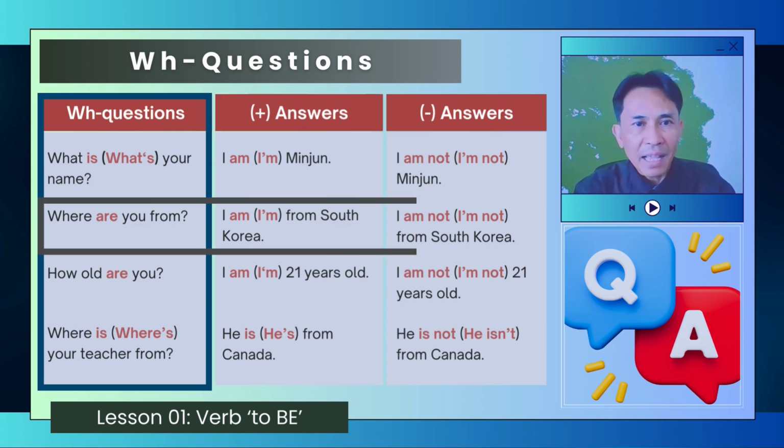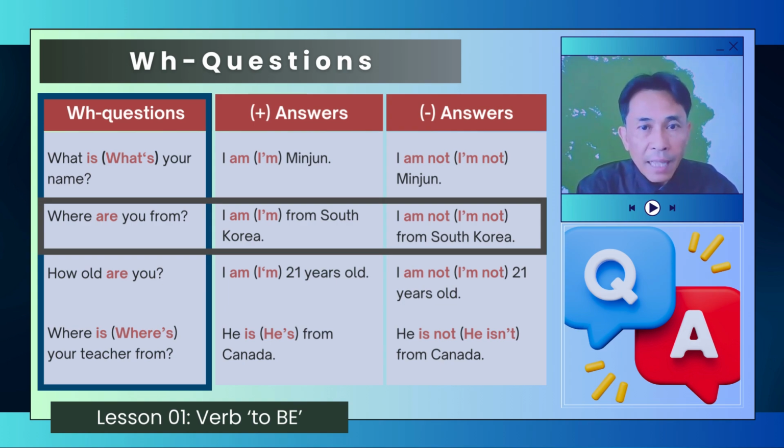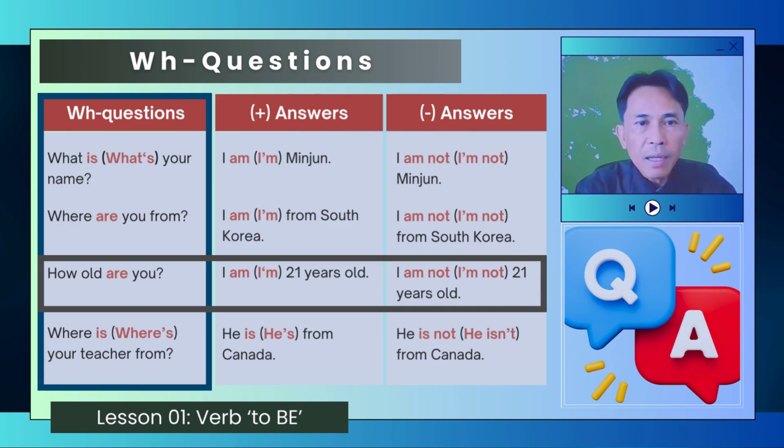Okay, so now let's look at the next question. Where are you from? You can say, I am from South Korea or I'm from South Korea. And for the negative answer, again, you just need to add the word not to make it negative. So you could say, I am not from South Korea or I'm not from South Korea. Now, for the next question, how old are you? You can say I am 21 years old or I'm 21 years old or whatever your age is. And for the negative answer, again, just add the word not to your sentence. So you could say I am not 21 years old or I'm not 21 years old.